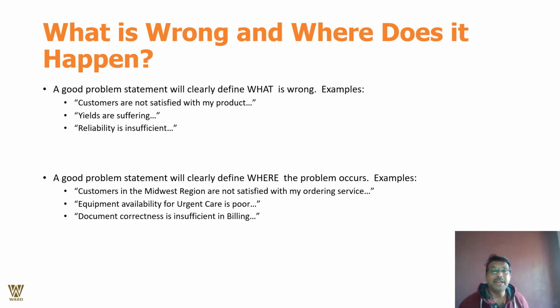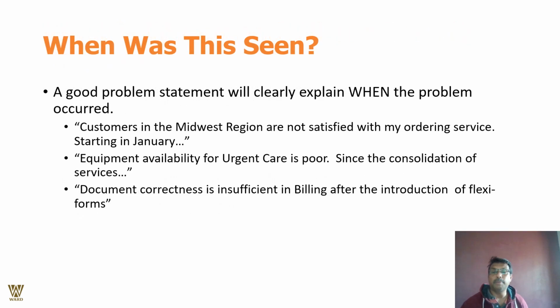Problem statement: where does it happen? Customers in the Midwest region, a particular segment of customers, are not happy. Equipment availability for urgent care is poor. Probably resources are poor altogether. It's not available on a timely basis. Document correctness is insufficient in the billing. Probably proper evidence is not there.